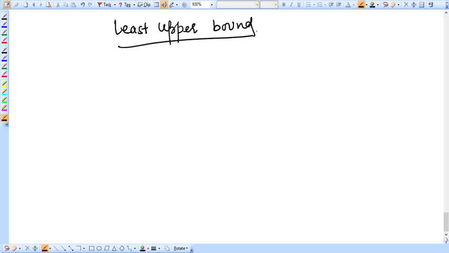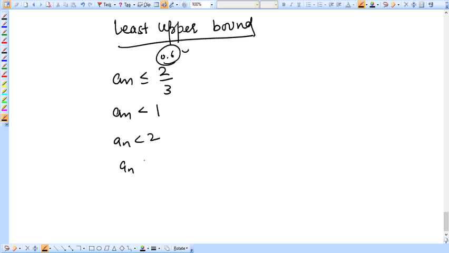Okay, so we saw in the last example that a_n was lesser than 2 by 3. So 2 by 3, it means it is 0.6, right? So if a_n is lesser than 2 by 3, it means a_n must be lesser than 1 also, a_n must be lesser than 2 also, a_n must be lesser than 3 also, and so on. So all these numbers are known as upper bounds.